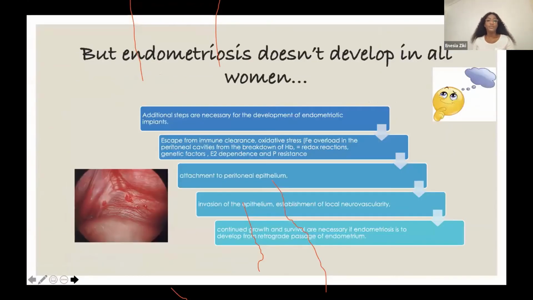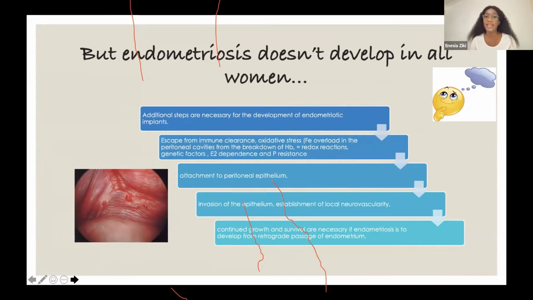Right, so as I was saying, endometriosis doesn't develop in all these women. Only a small portion then get endometriosis. And so the Sampson theory doesn't really account for all forms, which is why this is a disease of theories. We know that additional steps are necessary for the development of these endometriotic implants. It's not going to happen in all women where we find these deposits, and so something else has to come into play.